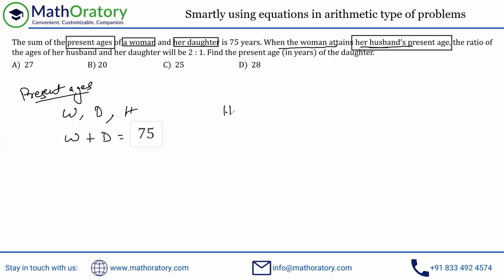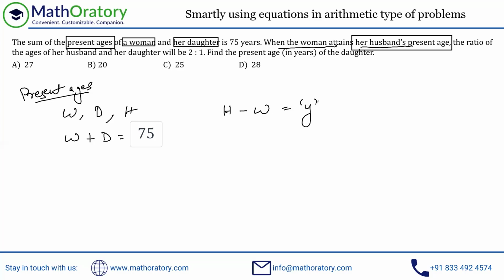So let us assume that the age, H minus W, so whatever is the difference of the present ages. So the husband is older than the woman. That has to be something, right, which is not mentioned. So let us assume that to be some Y number of years or something. So H minus W is Y. So after Y years, this is happening.